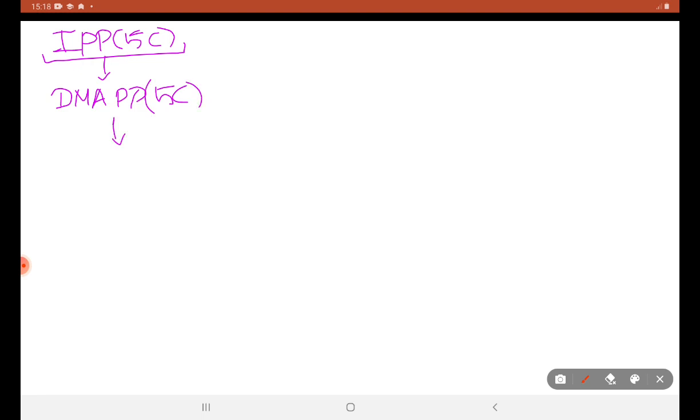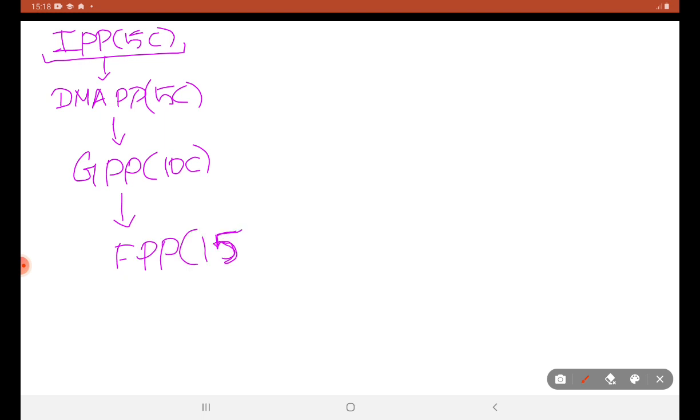It is converted into geranyl pyrophosphate, a 10-carbon compound, which is converted into farnesyl pyrophosphate. It is a 15-carbon compound, please correct it. Farnesyl pyrophosphate is always a 15-carbon compound. Please make a note of it. We will be studying this in secondary metabolites of terpenes as well.